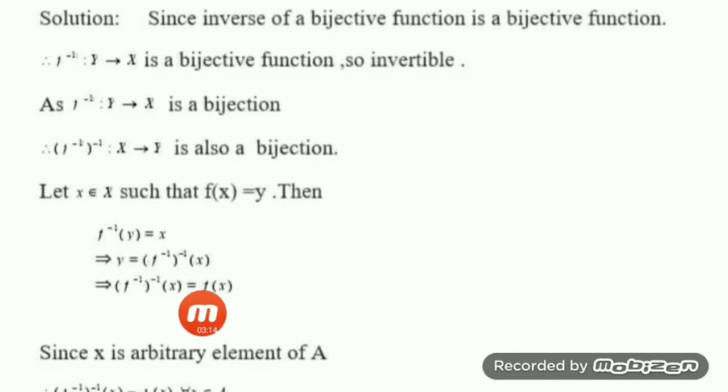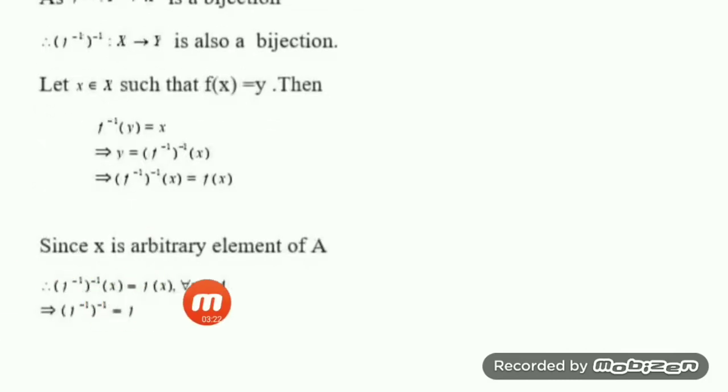Then by equality of two functions, since x is an arbitrary element, we can write that (f inverse) whole inverse is equal to f. Since x is an arbitrary element, (f inverse) whole inverse of x is equal to f(x) for all x belonging to X. This gives you the conclusion that (f inverse) whole inverse is equal to f. This completes the proof. Thank you.